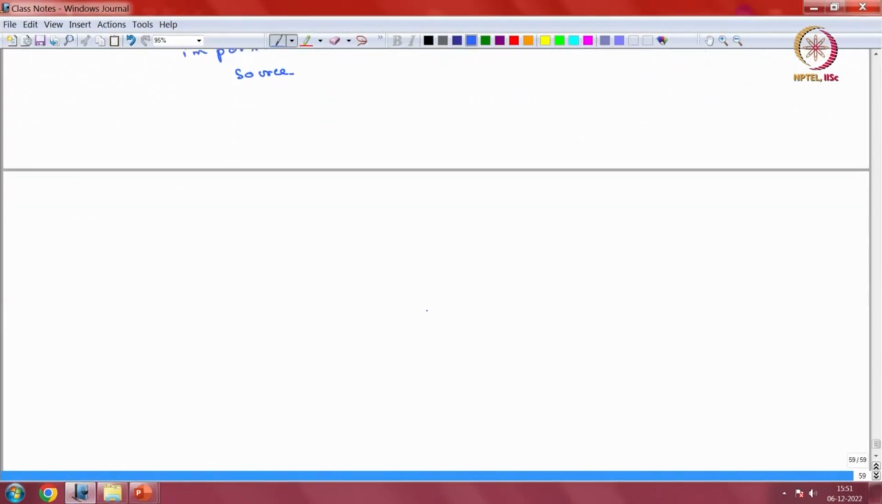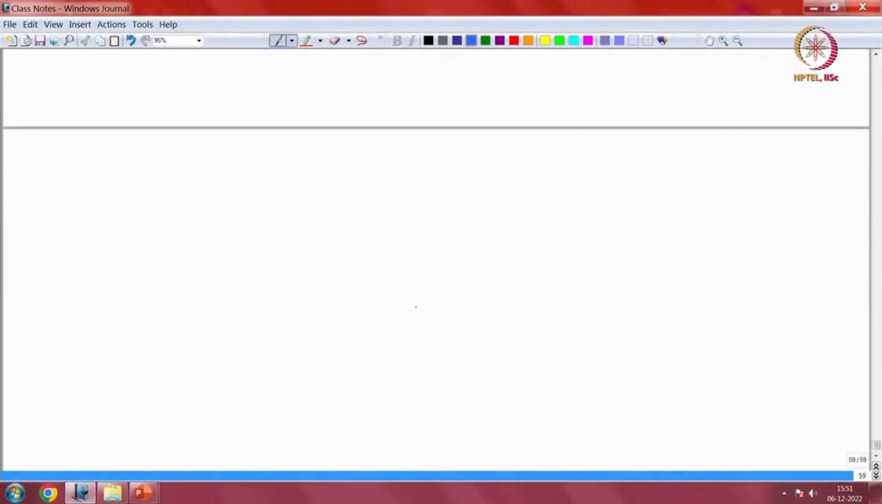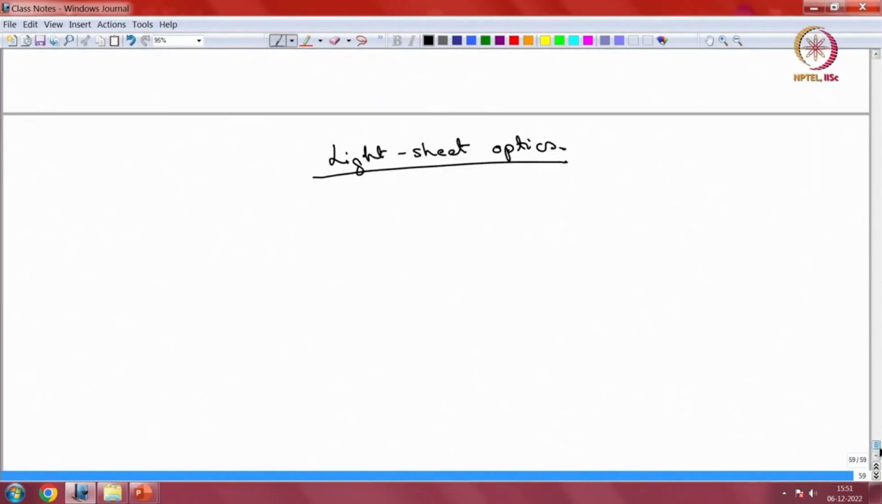So with regards to the optical elements, I am not going to discuss in detail all possible optical elements, because that will be too exhaustive for this course. But we are going to discuss this particular issue of light sheet optics. Now, I will ask you to look up simple geometric optics if you are not familiar with it.